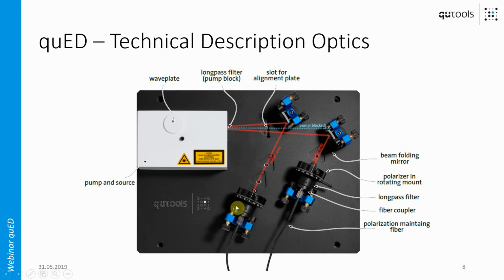We then couple them into the fiber couplers down here by using the mirrors, and in between mirror and fiber coupler we can put polarizers to analyze our photons for their polarization.